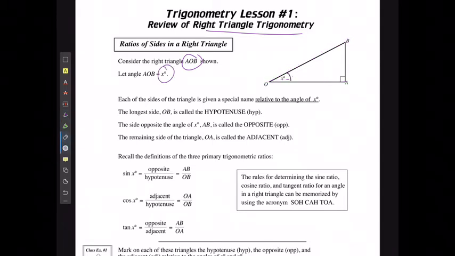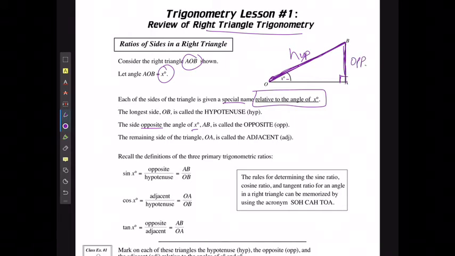And we're going to state that each of the sides of the triangle is given a special name, specifically relative to x degrees. So the longest side of a right angle triangle is always the hypotenuse. The side that stretches along here and is opposite the 90-degree angle. The side opposite of angle x, which in this case is AB, is called the opposite.